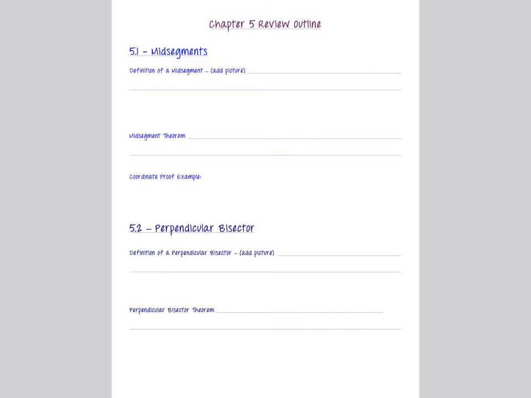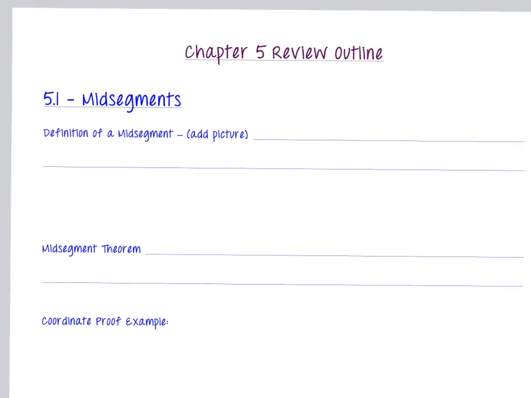So we're basically going to go through some concepts and then some examples, but it's a lot of vocab and the theorems and stuff. There's a lot of new stuff in this chapter. So we started with mid segments, right? Which are probably one of the easiest ones. The definition of the mid segment is what?